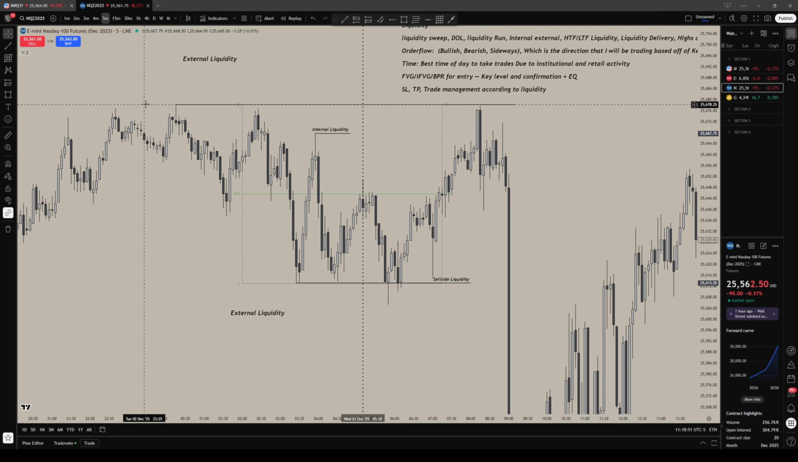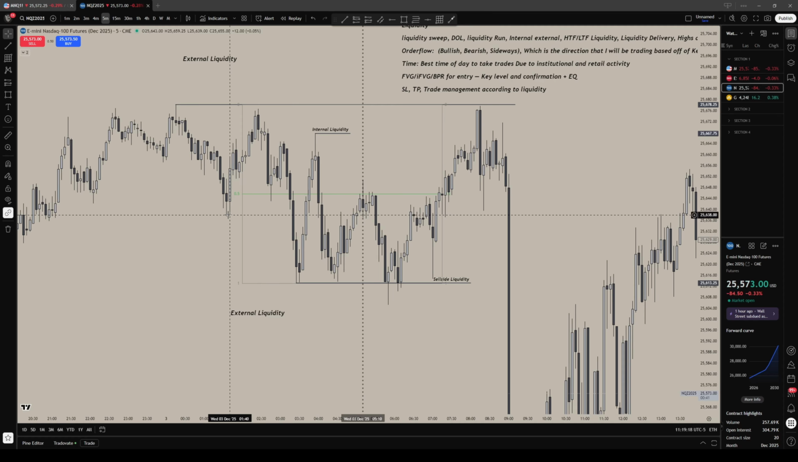This was external, it took out external. This was external, went down, took out external, went down into a PD array, which would have been internal, took out external again, now it goes down. It took out the sell stops, internal liquidity, right? This is an internal protected low now, but internal liquidity. It goes up here, and it doesn't take out external. It happens.